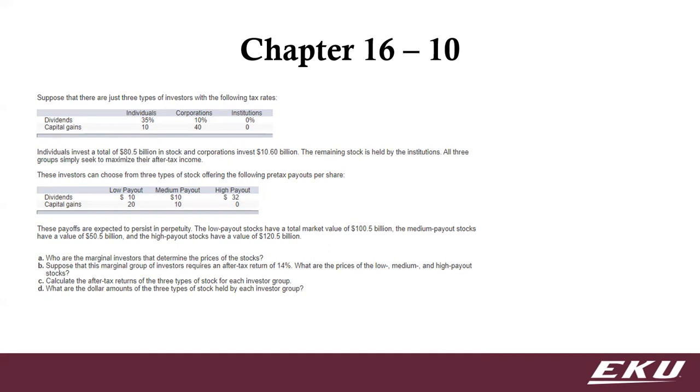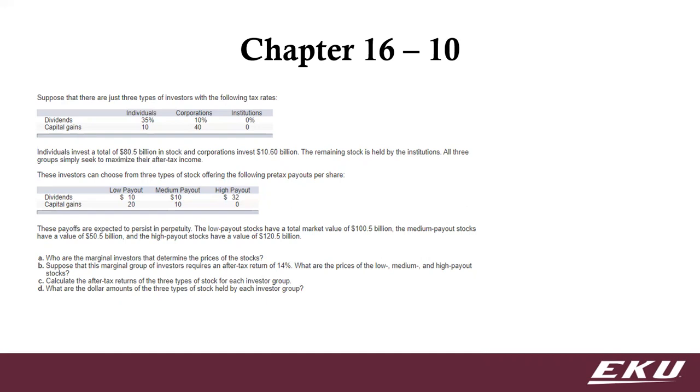And then these investors can choose from these different options. There's the low, medium, and high payout. You notice they're split between dividends and capital gains. Payouts are expected to persist in perpetuity because these are corporations we expect to survive. And then you see the total market value of each of those low, medium, and high payout, right?